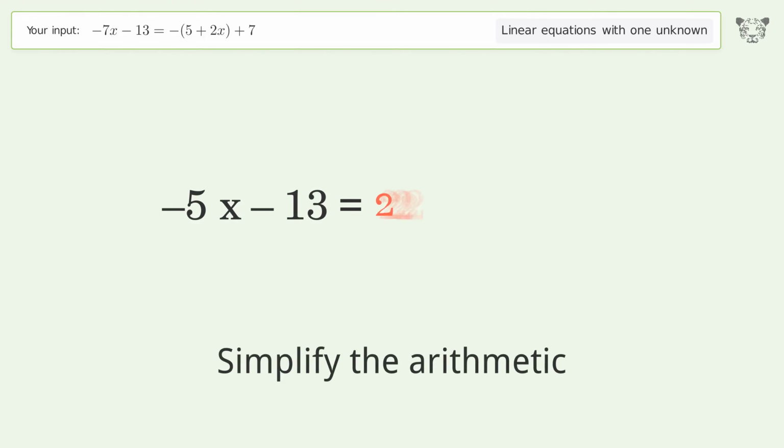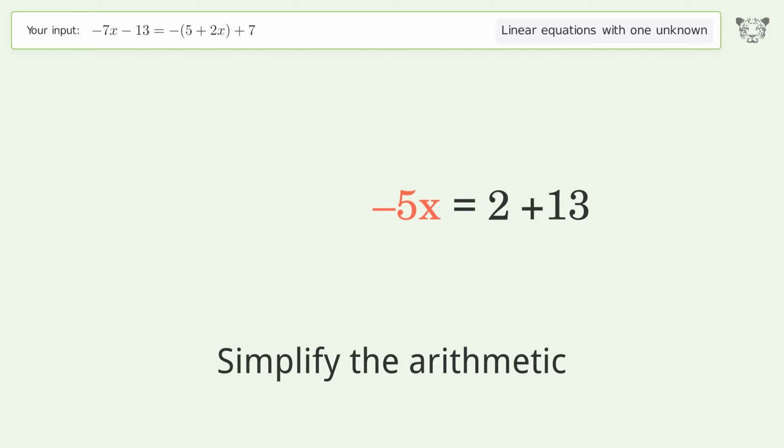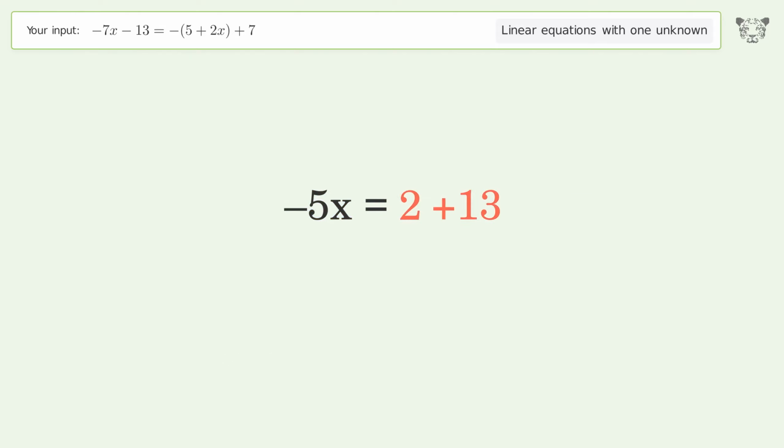Group all constants on the right side of the equation. Add 13 to both sides. Simplify the arithmetic. Isolate the x. Divide both sides by -5.